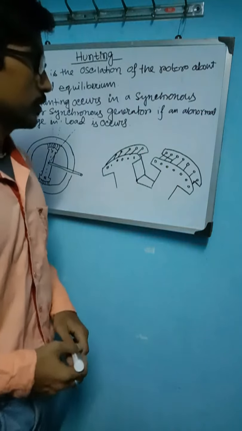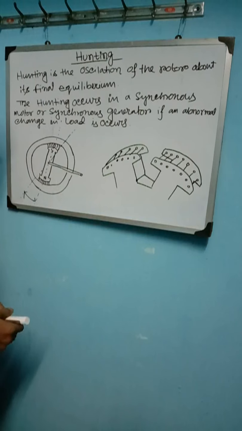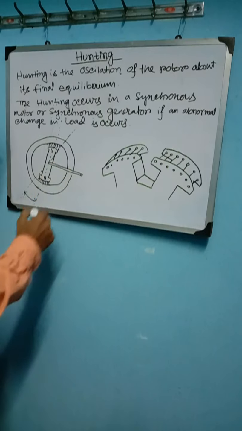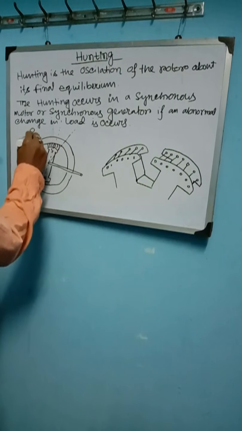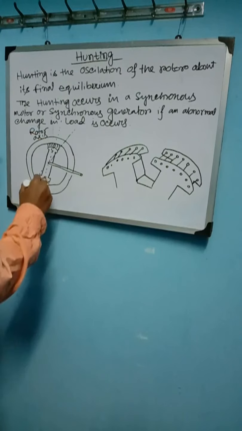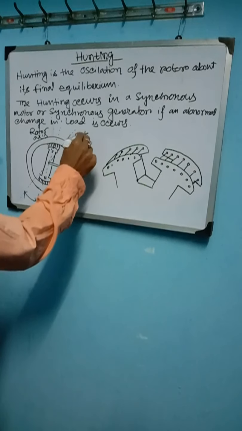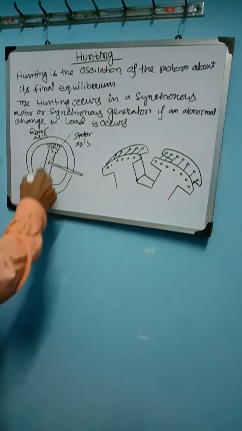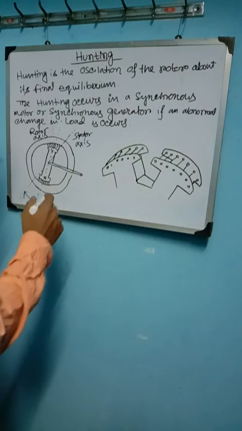So hunting basically, the rotor of the synchronous motor rotates at the same speed as the flux rotates in the stator. These are the rotor axis and these are the stator axis. And it is rotated in such a way that they are locking each other.